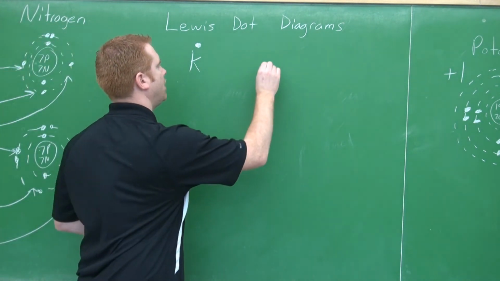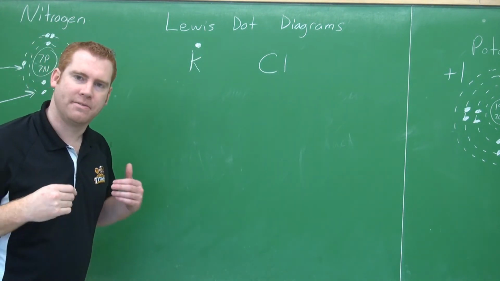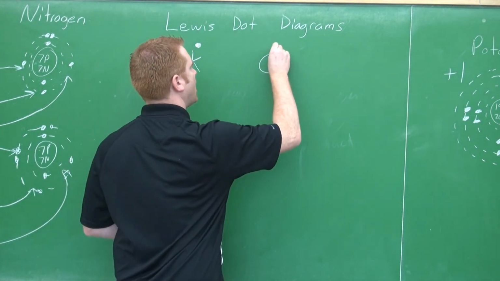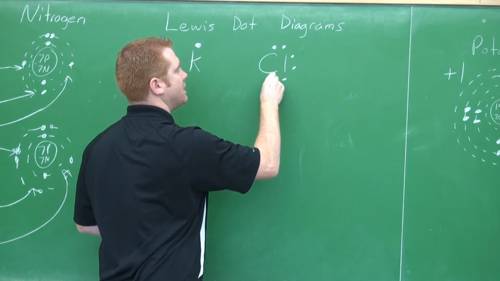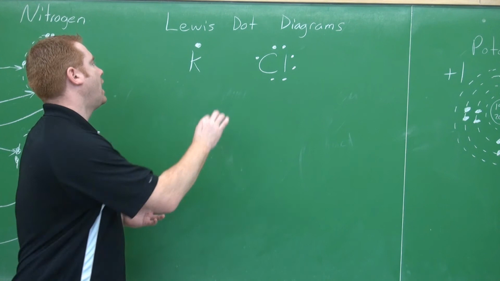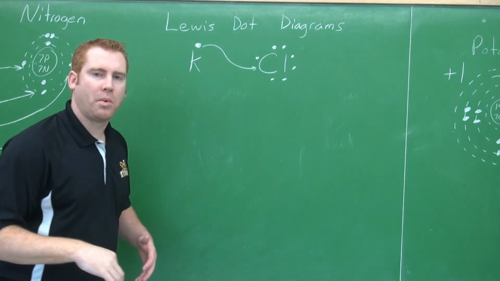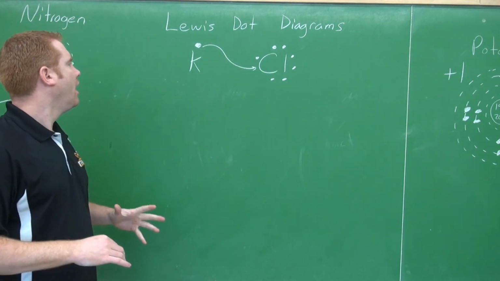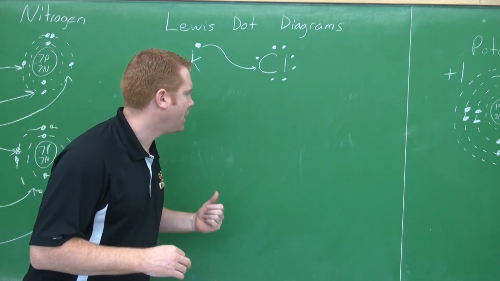For chlorine, chlorine is Cl. It is in group VII, or group 7, so it's going to have 7 valence electrons. So I am going to put 7 dots. So each dot again representing a valence electron. Now, rather than doing what we did before, I can see how potassium is going to send 1 over to chlorine, and we're going to get our compound of potassium chloride. That's a lot easier than going through and drawing those Bohr-Rutherford diagrams.